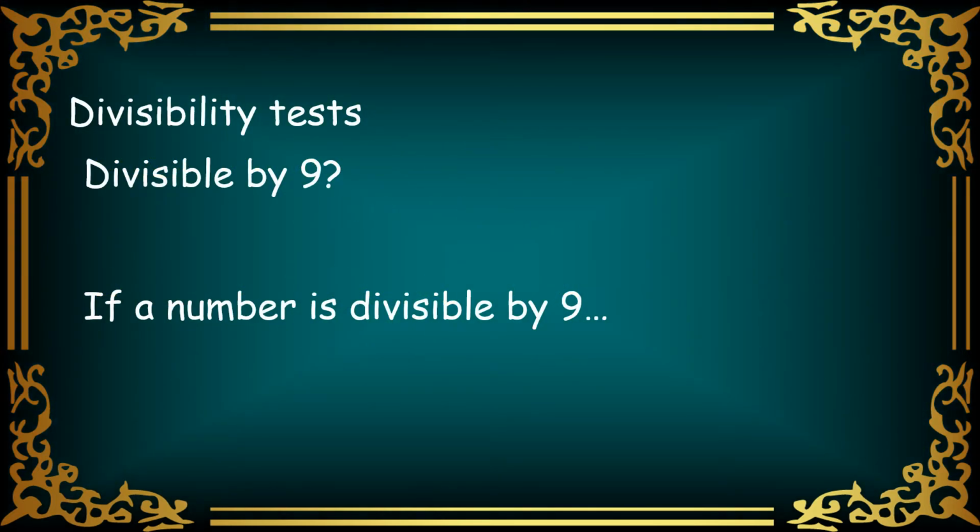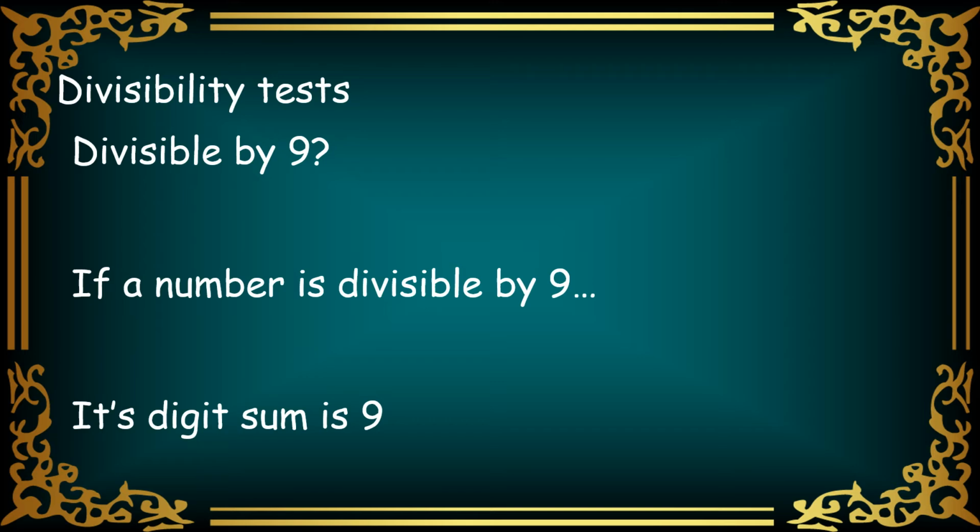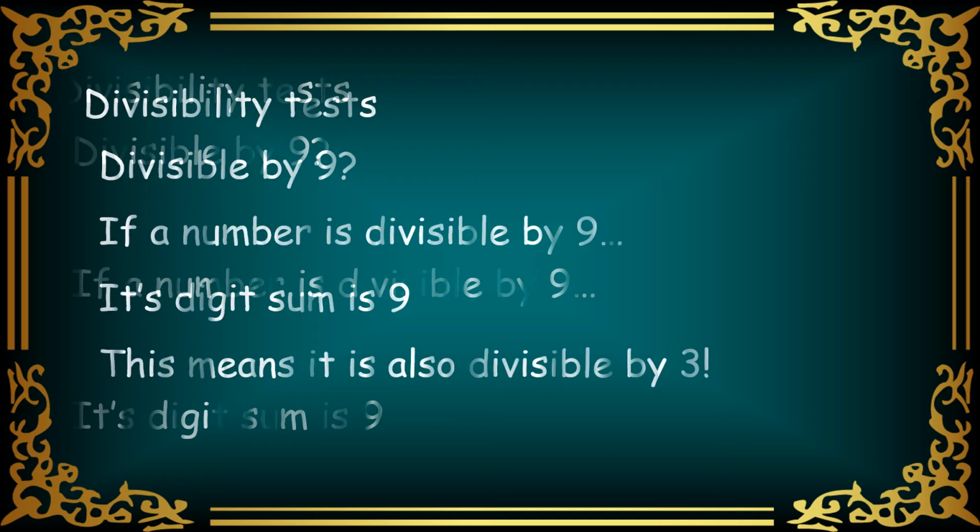Next, let us see whether the given number is divisible by 9. If you want to see the test of divisibility for 9, let us see what are the tricks. If a number is divisible by 9, its digit sum is 9. Okay, if you add them, it should give you a 9. If it gives you 9, then that means that entire number is divisible by 9. Okay, very simple one. This is also very simple.